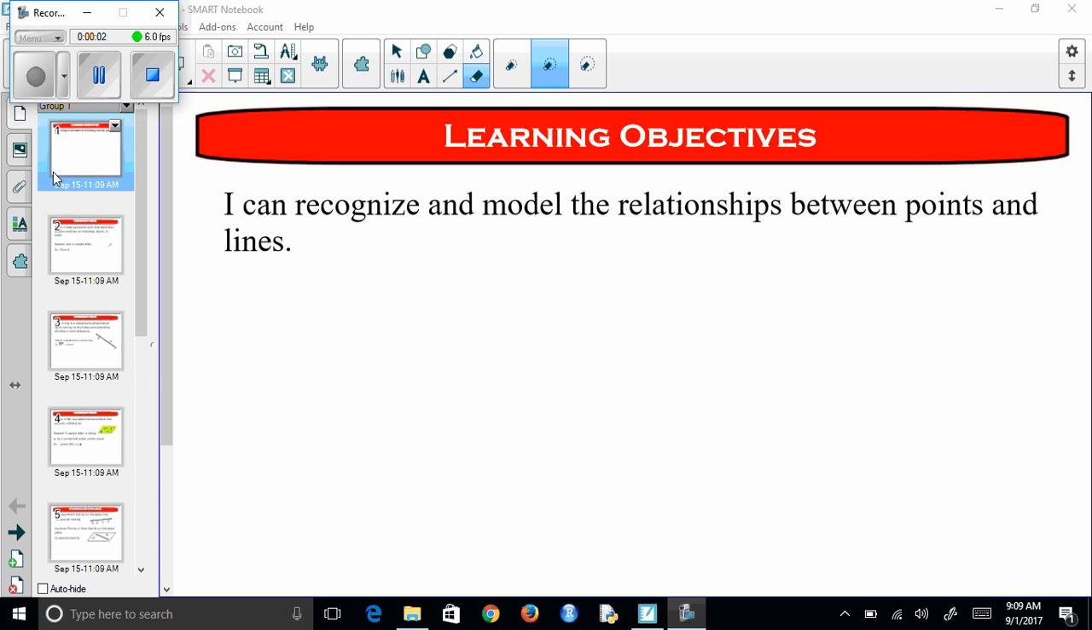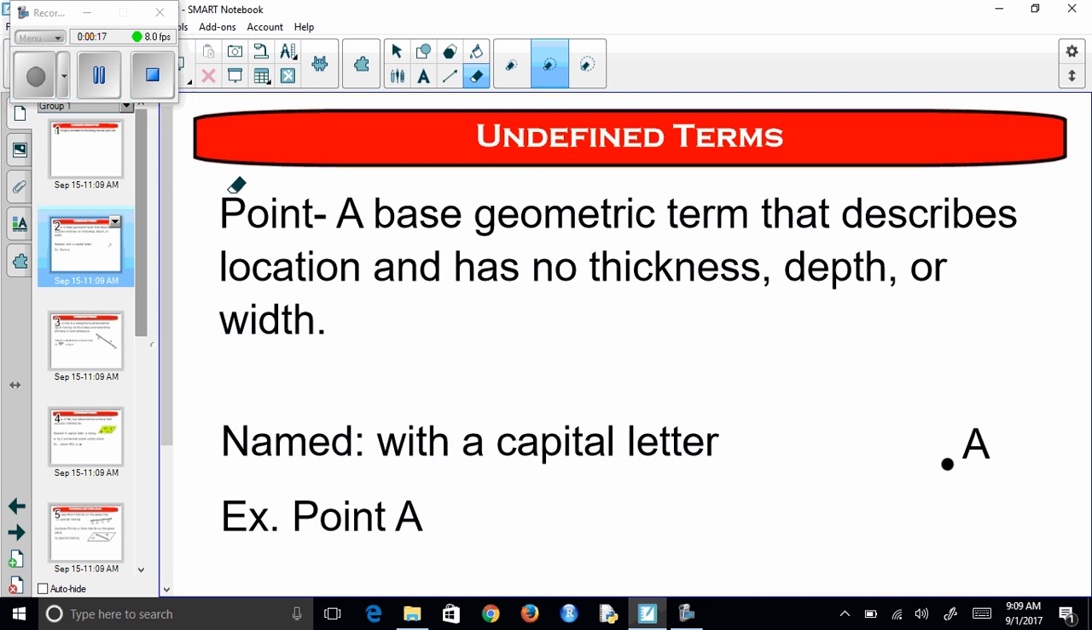Hello, welcome to the first unit in our geometry class. Today we're going to look at the relationship between points and lines, and then we're also going to put in planes, and then we're going to learn a couple of other words associated with them. First, we're going to start with these things we call undefined terms.